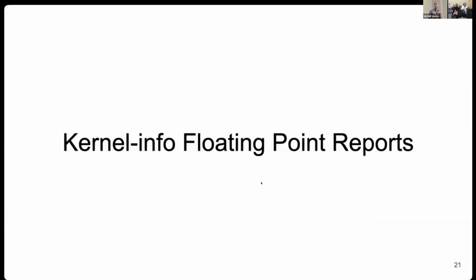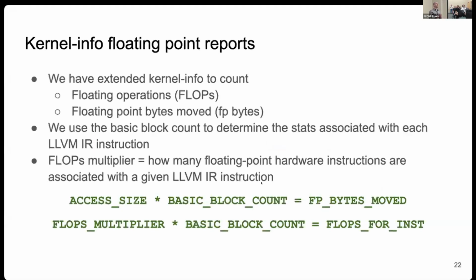So next use case, kernel info floating point reports. This is the pass I mentioned earlier in the beginning. We've extended kernel info to report floating point operations, which we'll call flops here, and floating point bytes moved. So we can compute these statistics by combining the static info that kernel info gives us alongside the dynamic counts that we get from the profiling, in this case, from llvm-profdata.